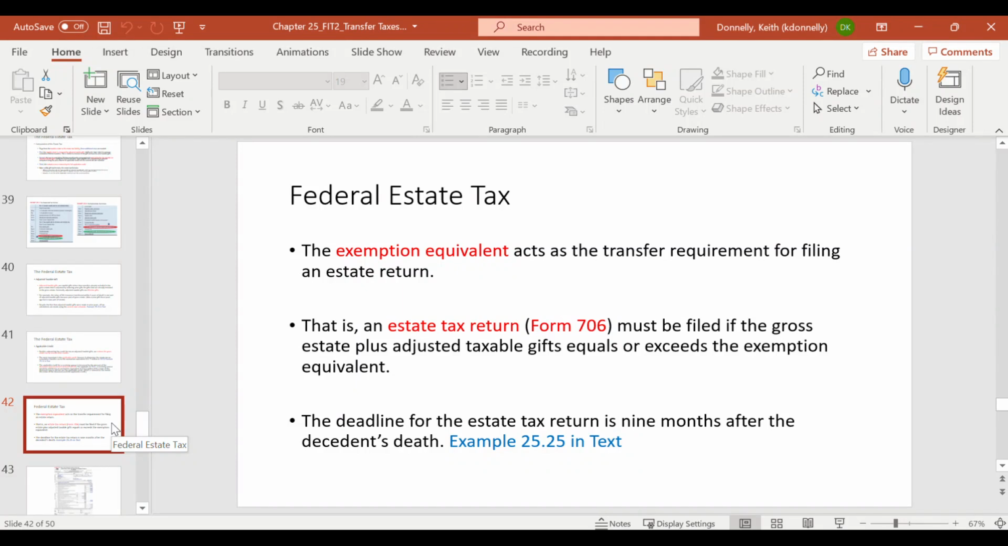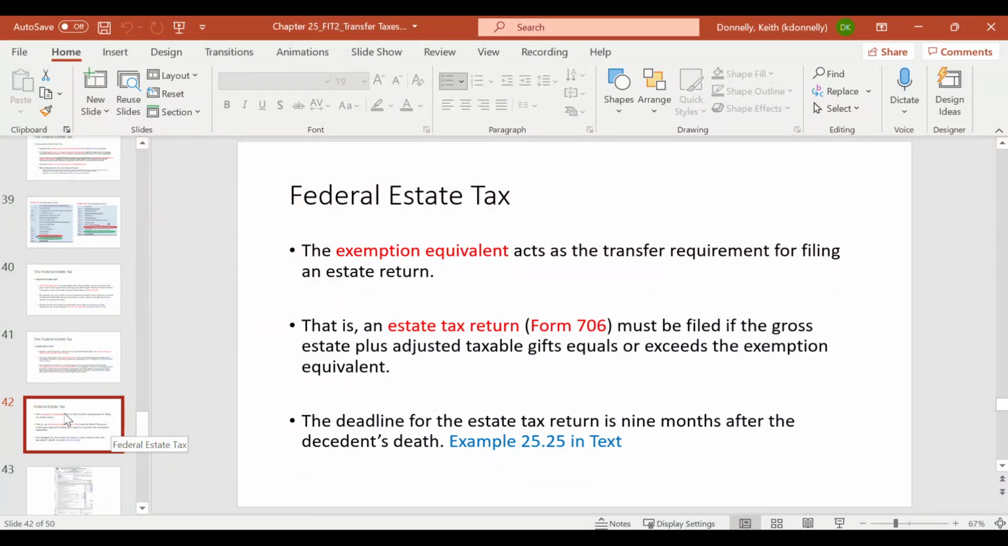So the idea here, the exemption equivalent, we talked about, that's how much you can give before you have to pay taxes. If you exceed it, you're going to have to file the Form 706. And the deadline for the estate tax return is 9 months after the decedent's death.